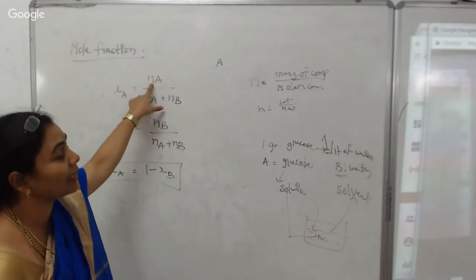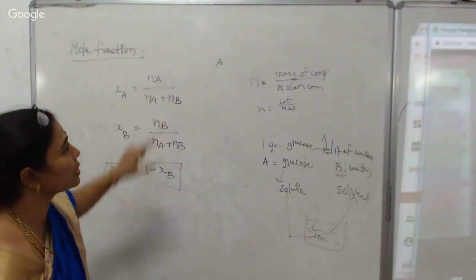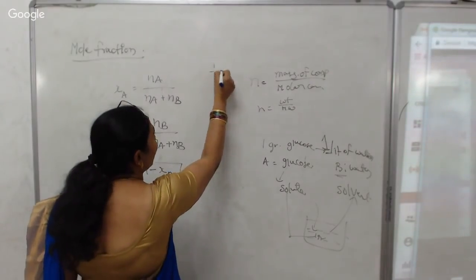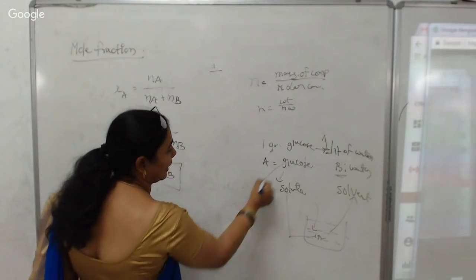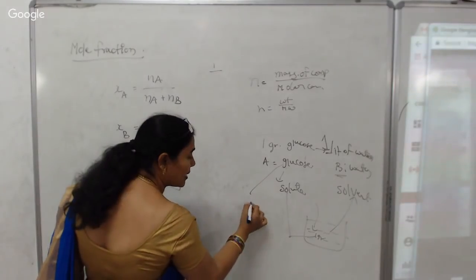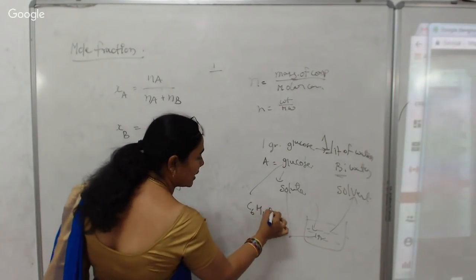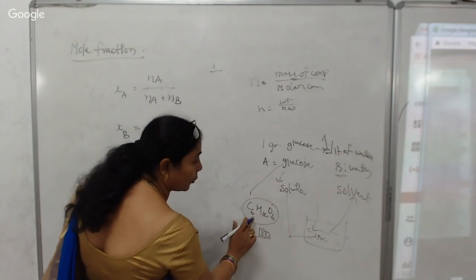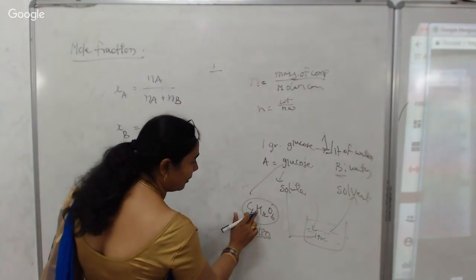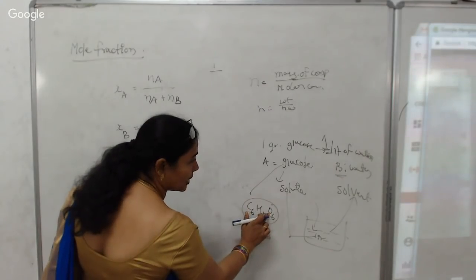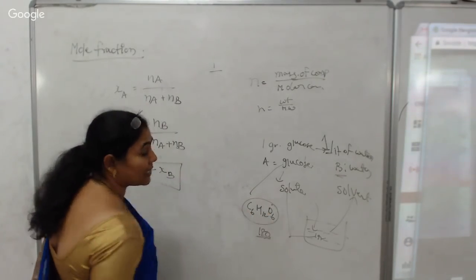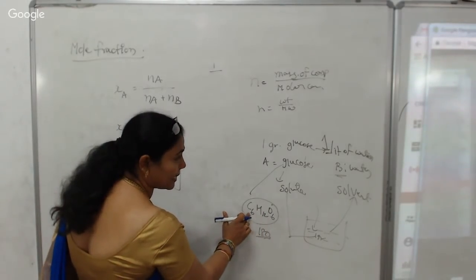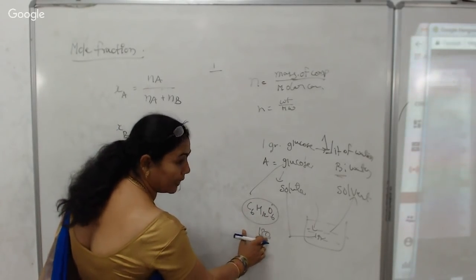Na is nothing but the number of moles of glucose particles. Then how will you write it? For glucose, the weight is 1 gram and the molecular weight of glucose is what? 180. What is the formula of glucose? C6H12O6. If you calculate the molecular mass, it is 180. Already I told you how to calculate. Each carbon is 12, hydrogen is 1, and each oxygen atom is what? 16. So 16 into 6, 1 into 12 and 12 into 6. If you calculate this, you will get 180.